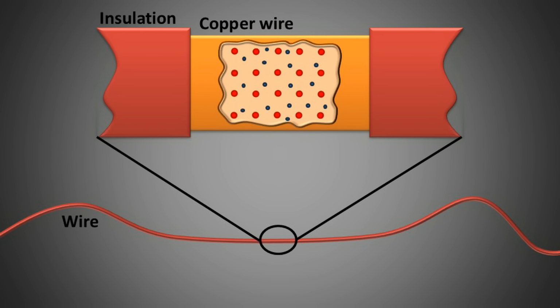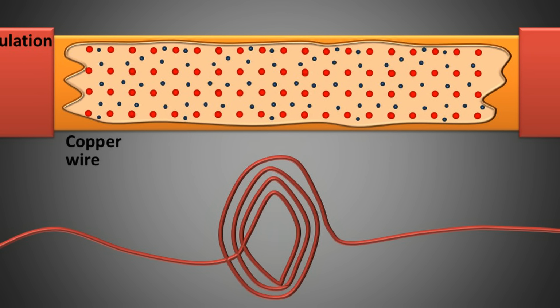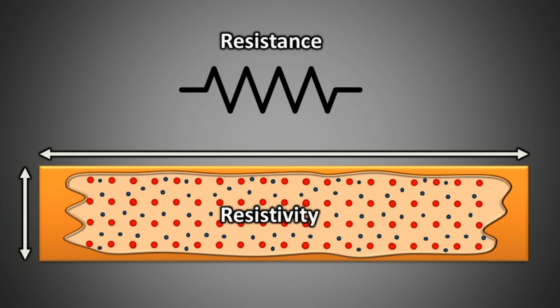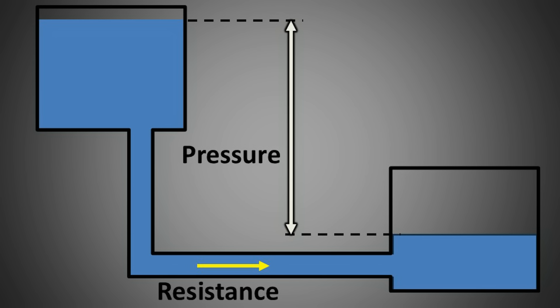In addition to resistivity, 2 other factors affect the resistance of a conductor: its length and thickness. A longer conductor offers more resistance, while a thicker one offers less. So, after considering the material, length, and thickness, the total opposition to the flow of current through a conductor is called its electrical resistance. In the case of water, pressure and the resistance of the pipe control the flow.